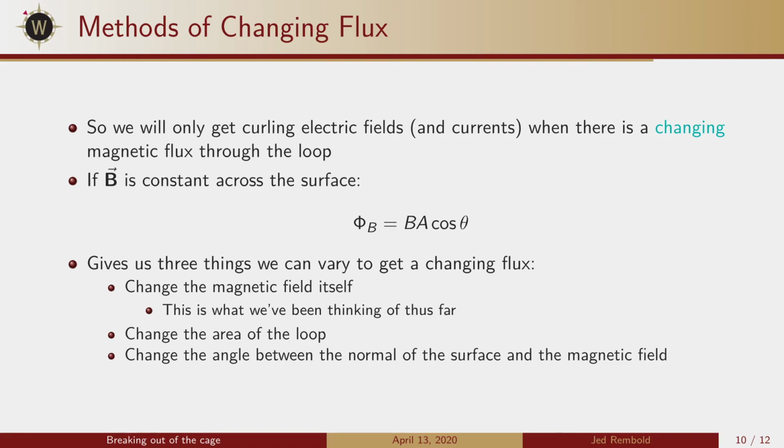Another way we can get a changing flux is if my area in question is changing. So maybe I have a loop of wire that's slowly getting smaller and smaller. A smaller and smaller loop of wire would mean smaller and smaller flux through the wire, which is going to create a changing flux and is therefore going to create an induced EMF.